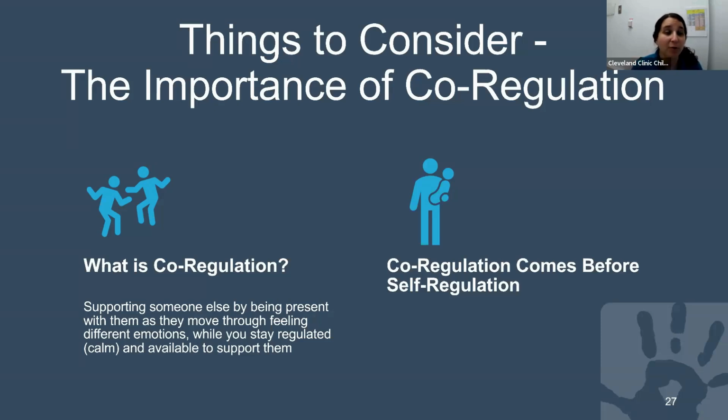And so before a kid can self-regulate, they first need to be able to co-regulate. So if they can't do it with the help of an adult, it'd be hard to expect the kiddo to do it by themselves first.